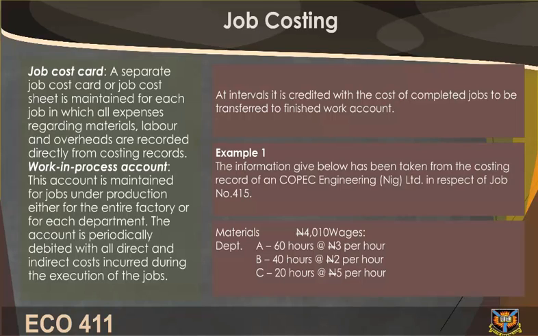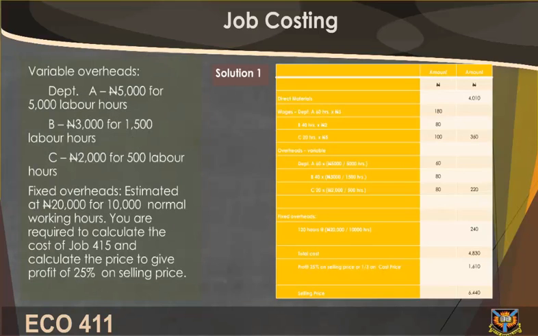Example 1. The information given below has been taken from the costing records of Sopec Engineering Nigeria Limited in respect of job number 415. The details are shown below. You are required to calculate the cost of job 415 and calculate the price to give profit of 25% on selling price.